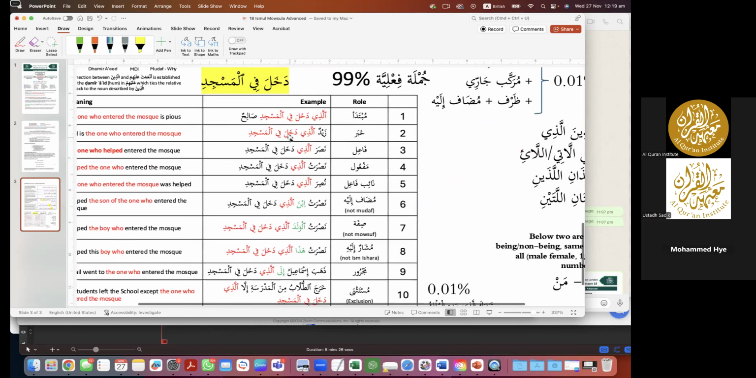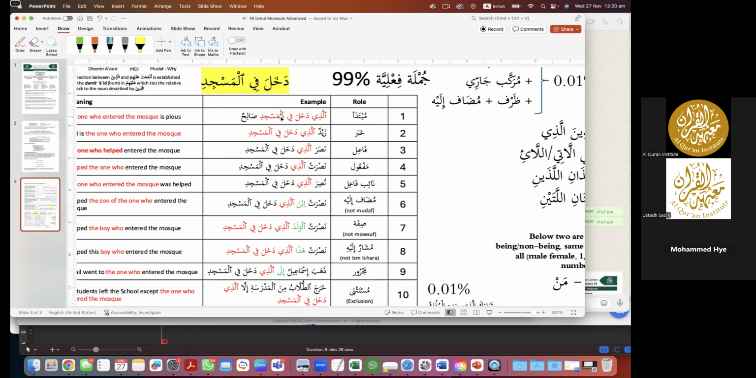Allazi dakhala fil masjidi salihun. Allazi dakhala fil masjidi. Next one, Zaidun: Allazi dakhala fil masjidi. Look at this sentence construction. Using that sentence or phrase, it is showing you the different roles Allazi can play, my brothers and sisters.